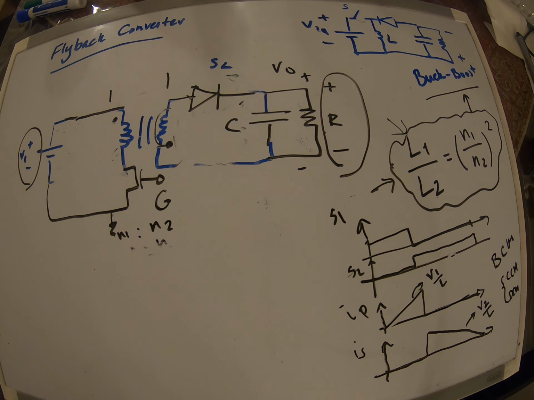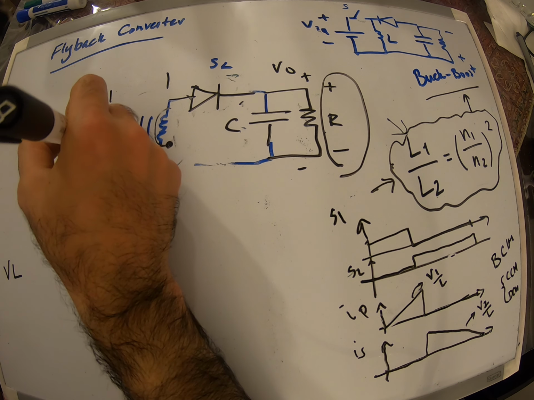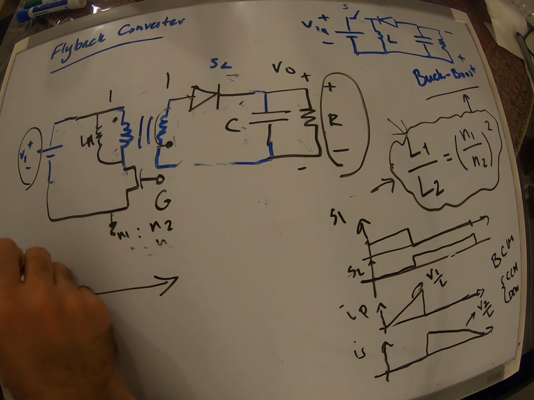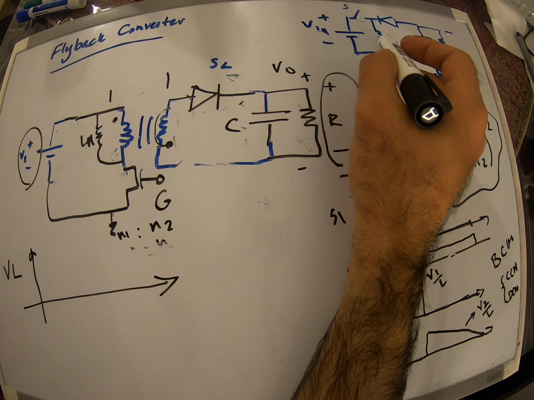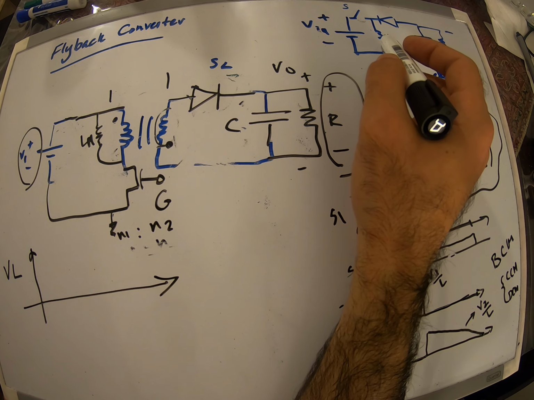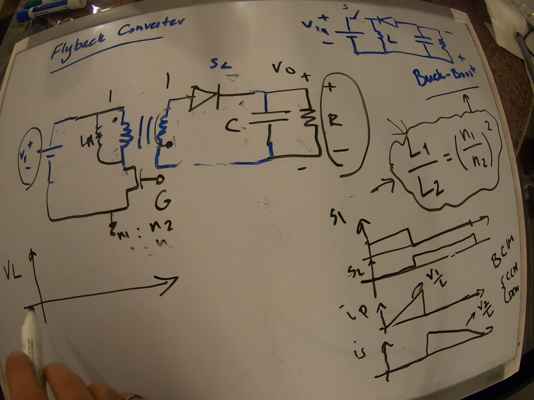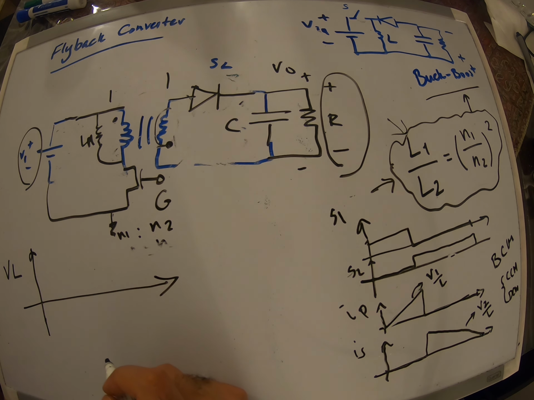So let's look at the VL, which is basically the voltage across here, across this. If I consider this the magnetizing inductance, I want to do the VL. We saw that this is, again, very similar to buck-boost. We saw that the volt-second balance is basically true for the buck-boost converter. So for the same reason, it's gonna be valid for the flyback converter.